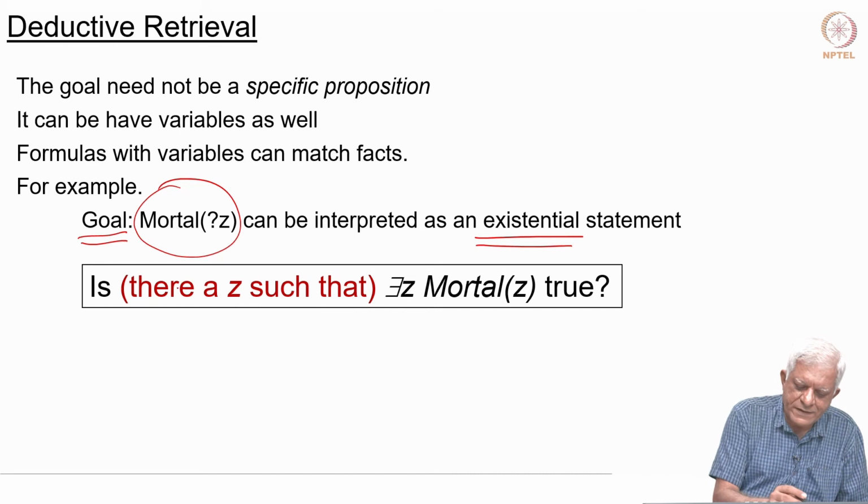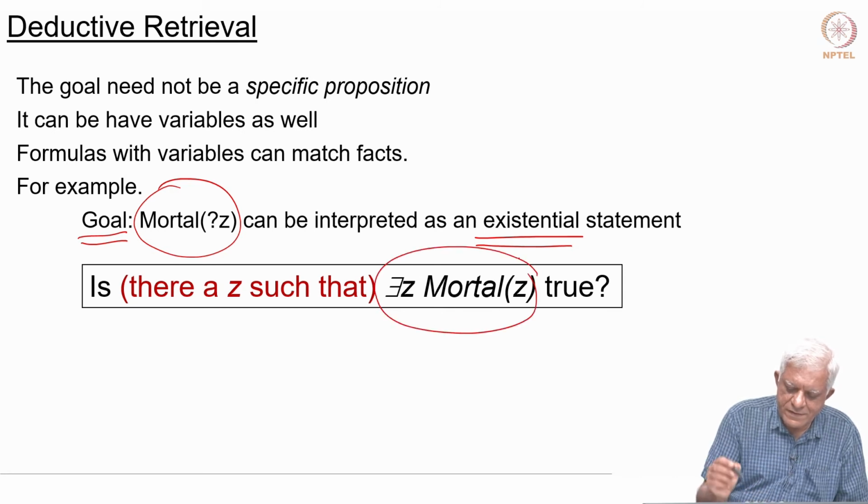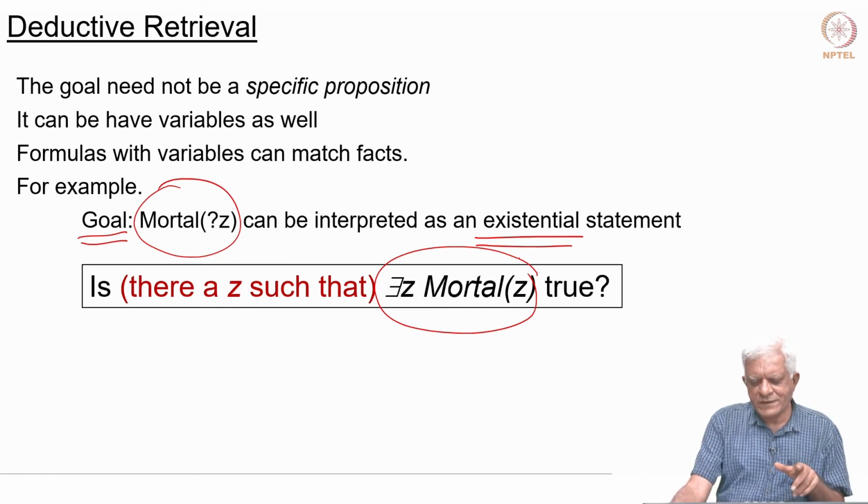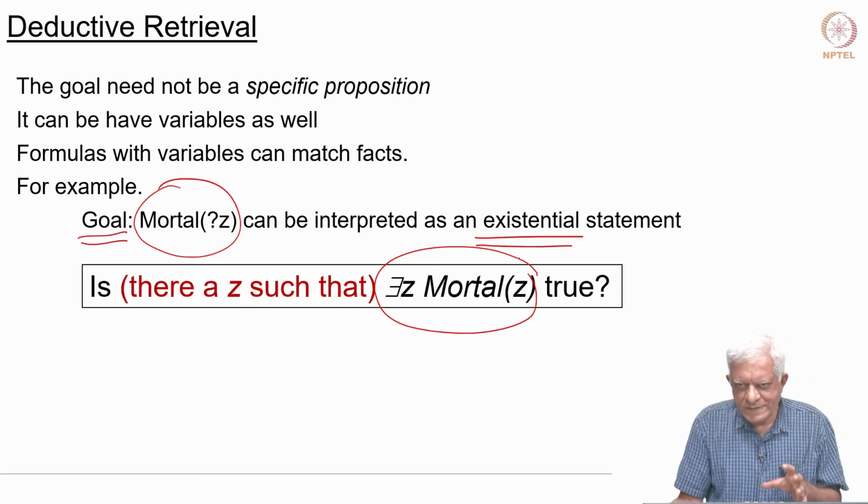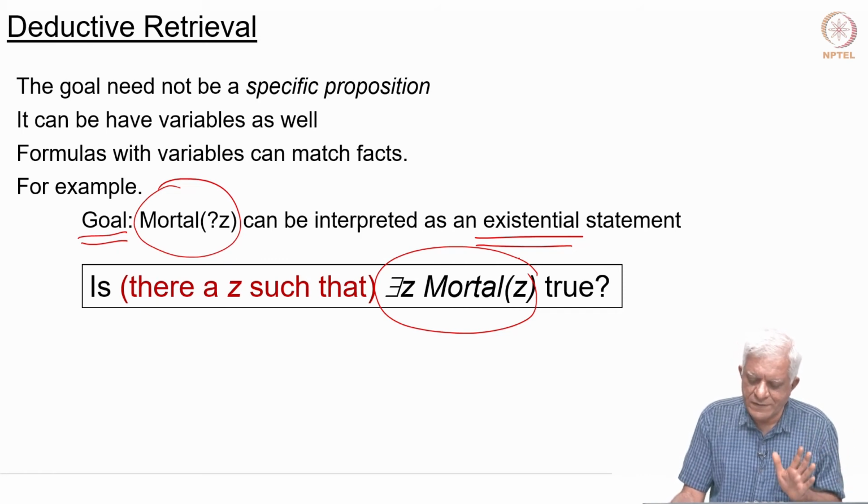So, when I write this as a goal, I am asking, is there a Z such that there exists Z, mortal Z is true? So, it is still a query about mortality, but it's not a query about Socrates or Aristotle or any such person. It is saying, is there someone who is mortal? And the way to express that in implicit quantifier form is to use the question mark essentially.